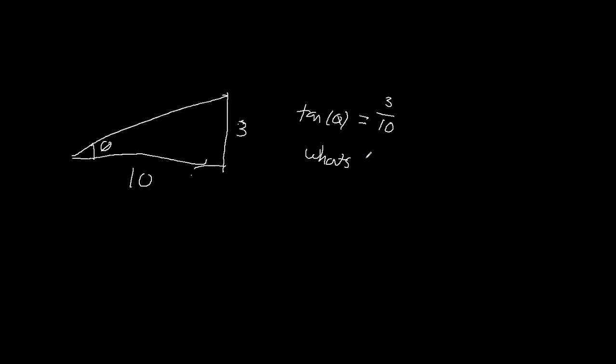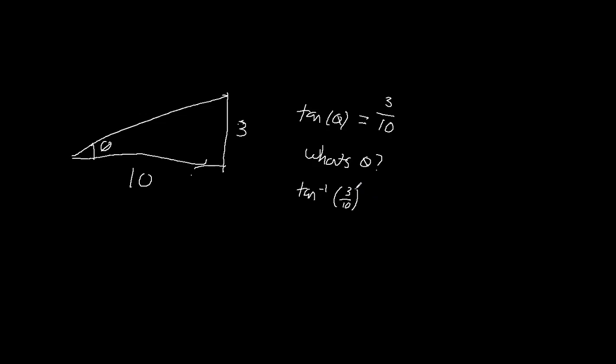Let's say we have a different triangle, something like this. This is our theta. So we have a side length of 10 here and a side length of 3 here. So we know the tangent of theta is going to be equal to the opposite over the adjacent, so it's 3/10. Well, what's theta? So again, it's going to be equal to the inverse tangent, or tan -1, of that 3/10.